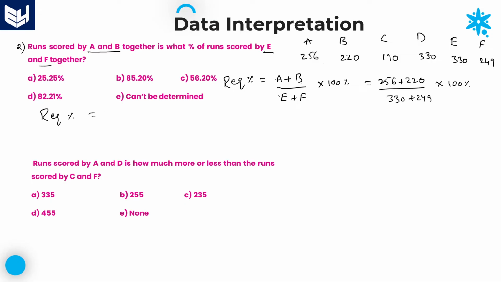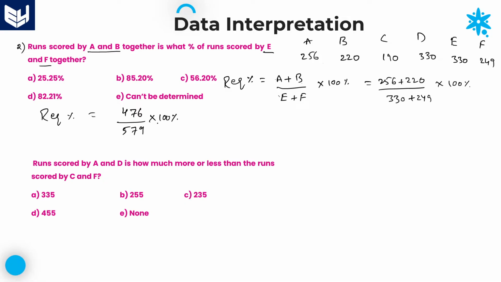Now the sum of these two: units place is 6, 5 plus 2 is 7 in the tens place, and next 2 plus 2 is 4, 476. That is the numerator value. Coming to the denominator value, units place is 9, next tens place is 7, and the hundreds place is 3 plus 2 is 5, 579, into 100 percentage.